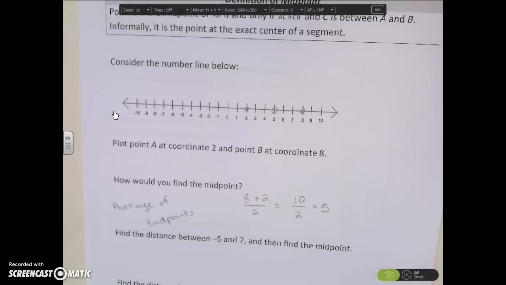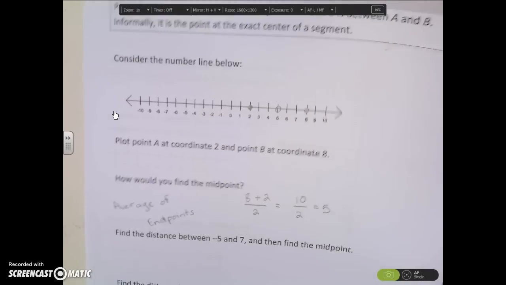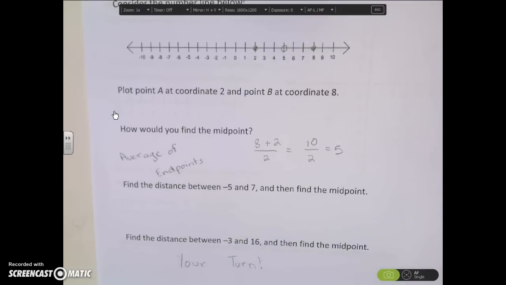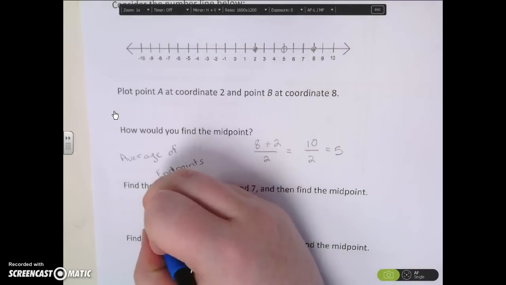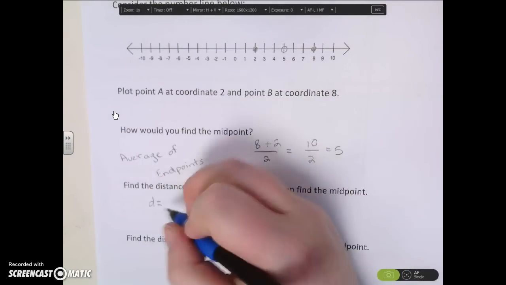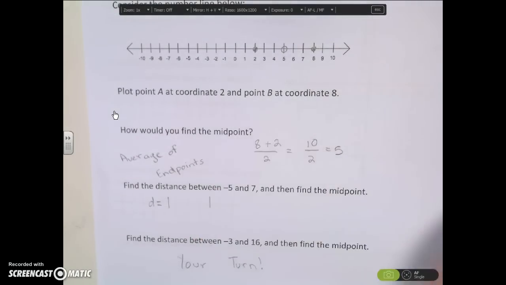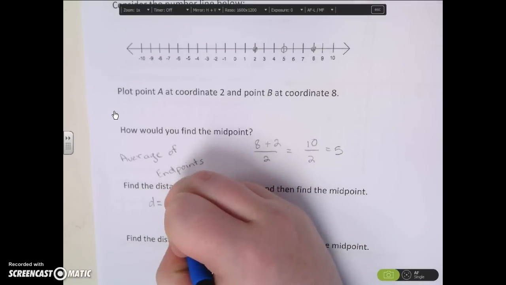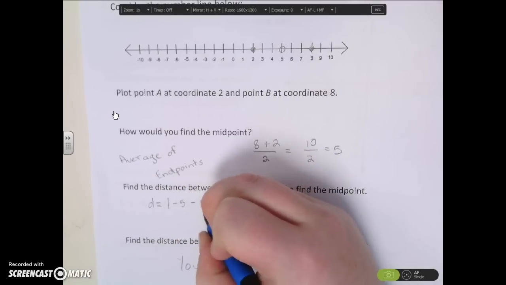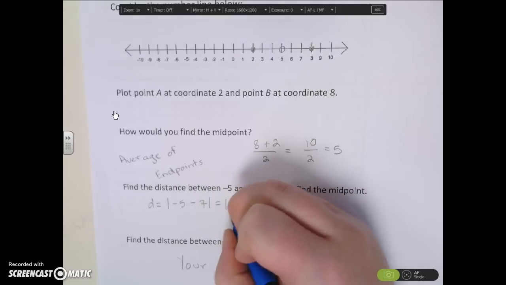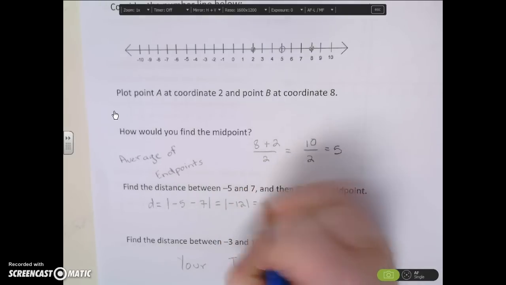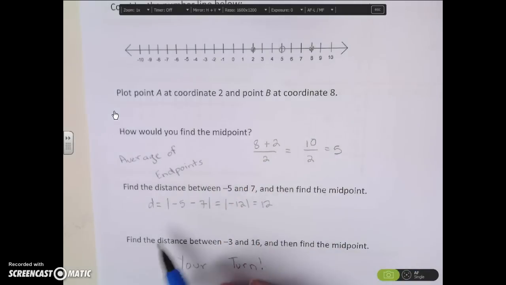All right. Now, if I want to find the distance between 5 and -7, well, distance is the absolute value of the difference of these 2 points, -5 minus 7, which would get me the absolute value of -12 or 12. Now, distance must be positive because it's a length. We cannot have -3 inches. But midpoints can be negative.